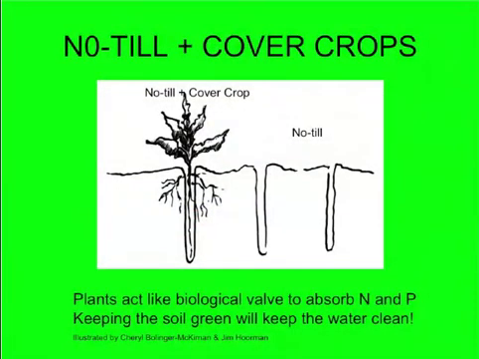Here's what we're looking at. You've probably read in the news or seen articles that say that no-till is bad, earthworms are bad. Basically, on the right we have a no-till situation or an earthworm hole. And what's happening is in that top layer, we're getting a lot of nutrients, and because we've created this macropore, a lot of those nutrients can very easily be flushed out of the system and go down to the tile. When we add a crop, no-till with the cover crop, those nutrients are recycled within that. So plants act like a biological valve to help absorb that nitrogen and phosphorus. And again, keeping the soil green will help to keep that water clean.